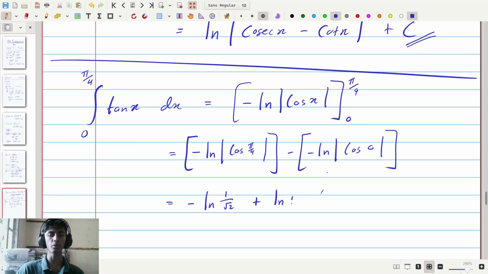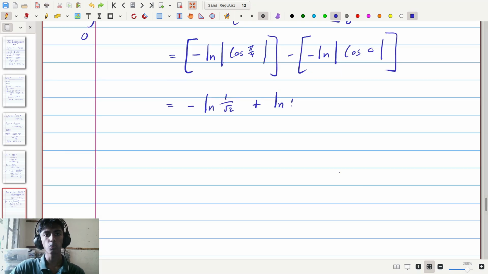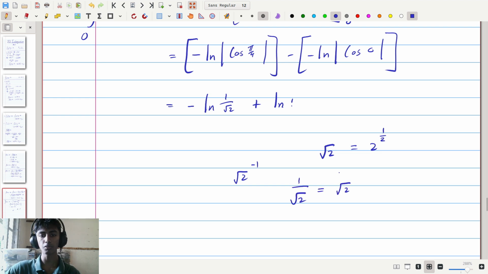Now then, going downward, we know that 1 divided by any value is that value to the power of negative 1. Therefore, 1 divided by the square root of 2 is the square root of 2 to the power of negative 1. We also know that the root of any value is going to be that value to the power of a half. Combining these two, we know that 1 divided by the square root of 2 is equal to the square root of 2 to the power of negative 1, which is equal to 2 to the power of negative 1 half.